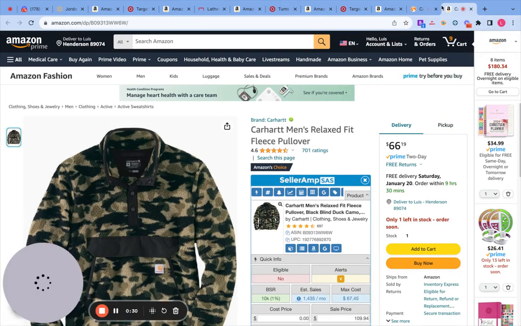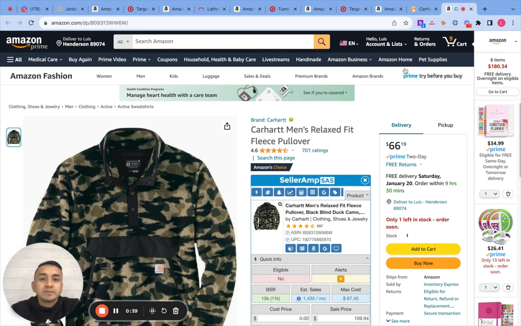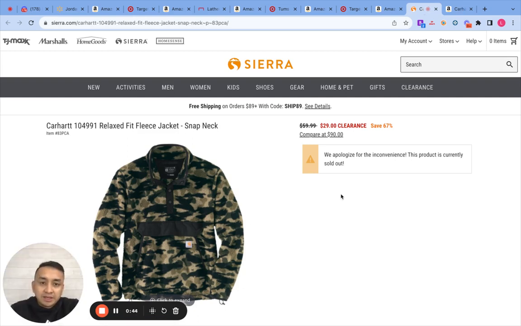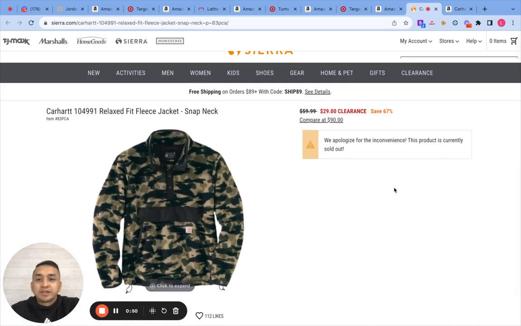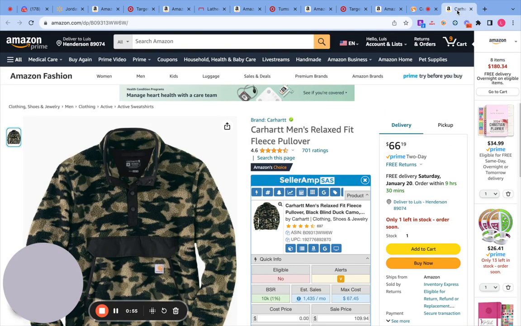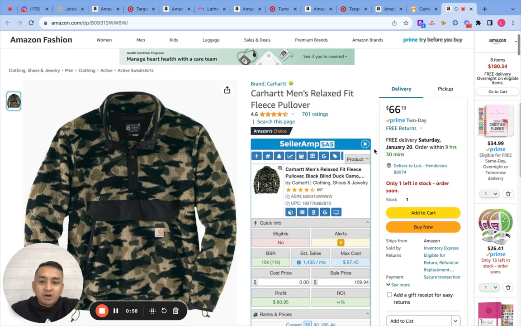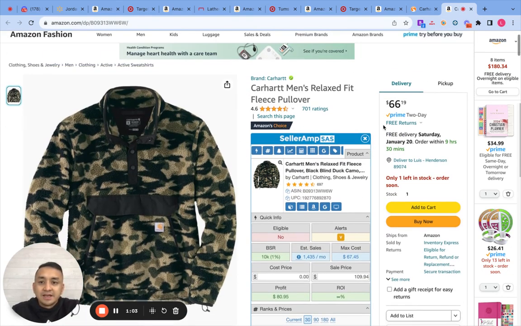I usually pull up two different websites side by side. For example, this one is an Amazon listing, right? And then I usually pull up the supplier website. By supplier, I mean retailers like Sierra. The first thing that I usually do is look if the two products are matching. I look at the title, photo, description, and size. This one is a Carhartt men's relaxed fit fleece pullover.